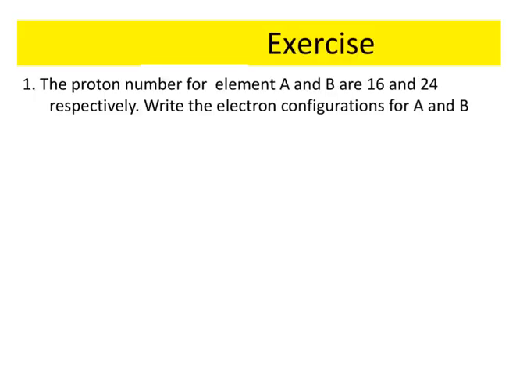Before ending our lesson, please do this exercise. Proton numbers for elements A and B are 16 and 24 respectively. Write the electronic configuration for A and B.